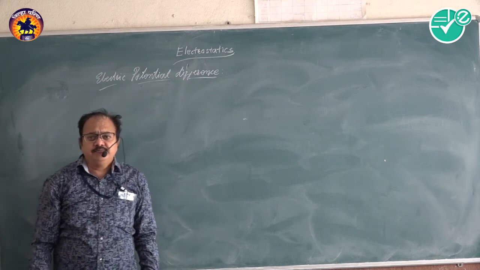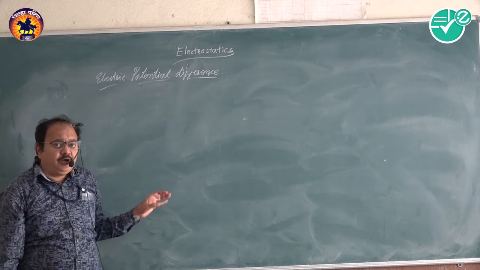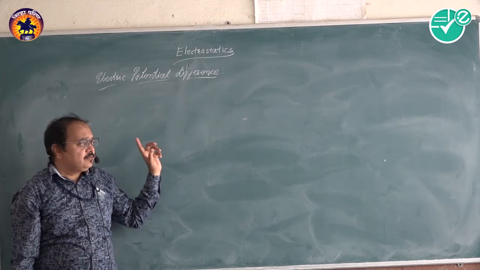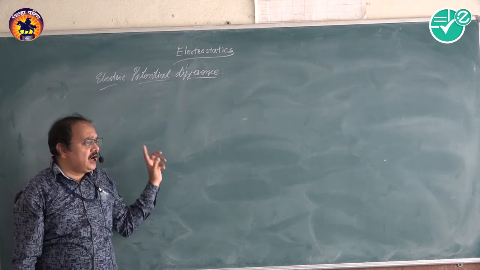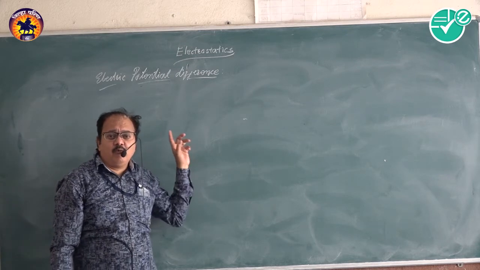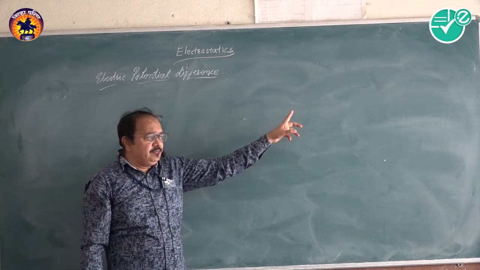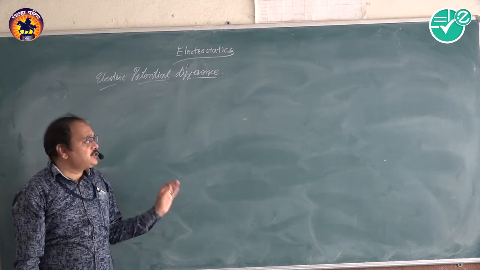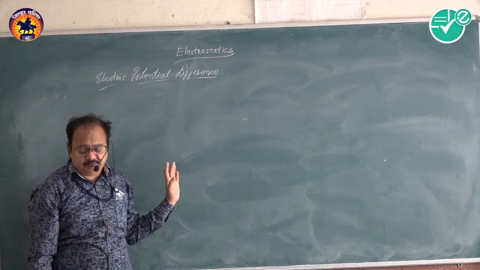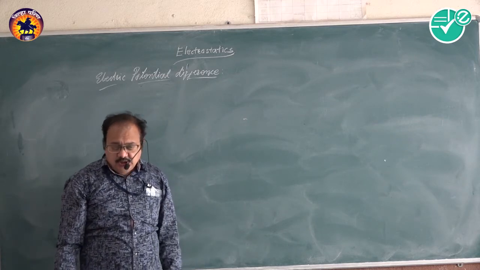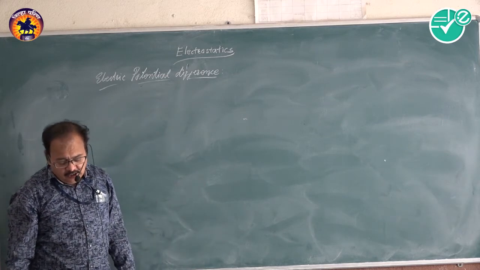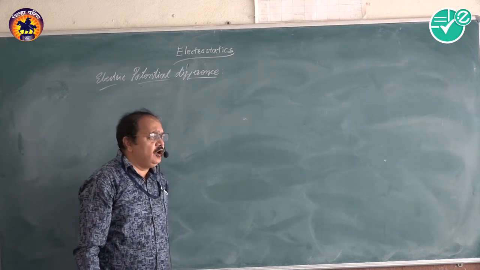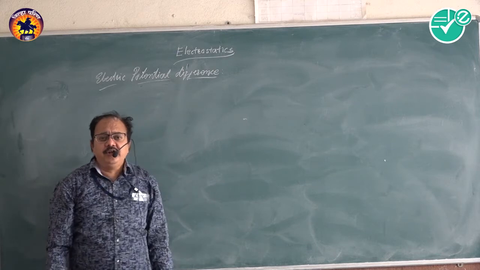We have seen that from any point to another point, for the reason that a charge is moving from one point to another, work is done. Work done is necessary, and this work done is called electric potential energy. We have already seen that.